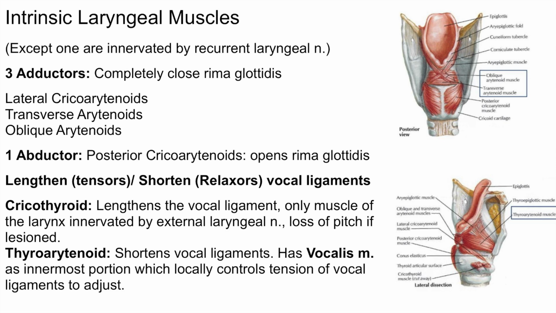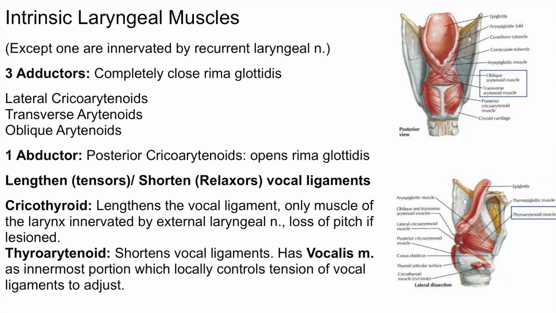Opposing that is the thyroarytenoid, which shortens and relaxes the vocal folds, and within it sits the vocalis muscle, which allows for a very fine local adjustment and tension. And this is what lets you subtly modulate tone rather than just switching between tight or loose.